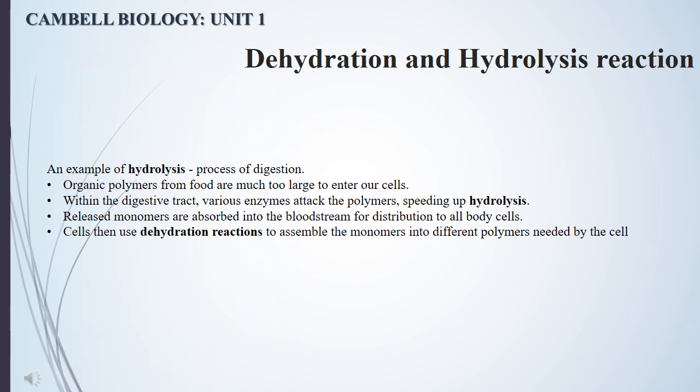Cells then take up these monomer building blocks, and in the cells, these monomers undergo dehydration reactions, and therefore the cells reassemble these monomers into different polymer macromolecules, such as proteins that the cell needs.